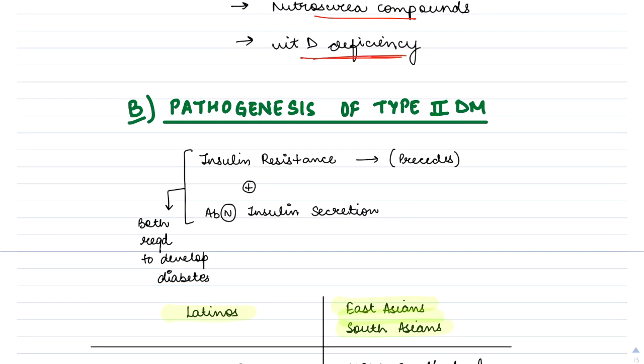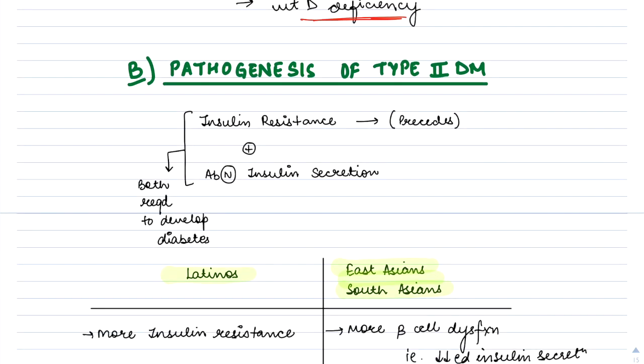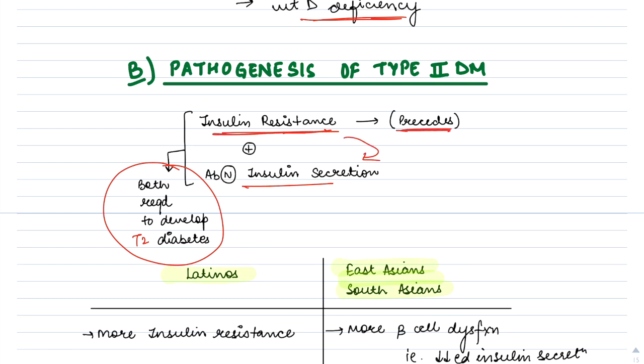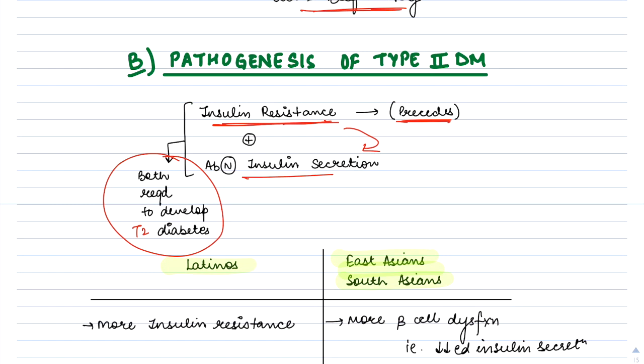Now, next we'll discuss the pathogenesis of type 2 diabetes. Type 2 diabetes includes both insulin resistance and abnormal insulin secretion. Both are required to develop type 2 diabetes. Insulin resistance is the one that usually precedes, then further leading to abnormal insulin secretion.